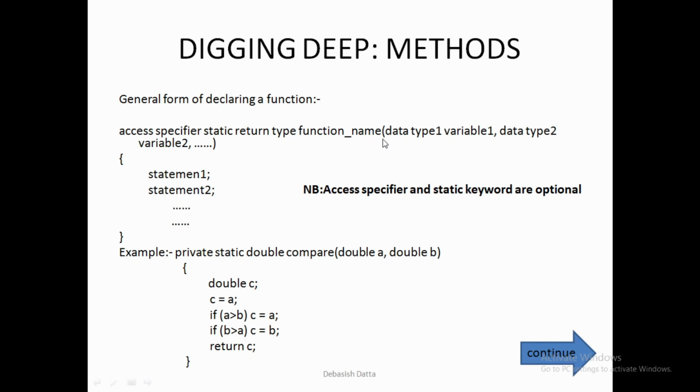Then the function name, here it is compare. Then the parameter list, and the parameter list can be written like this. First the data type, then the variable. Here the variables are A and B, and the data type of A is double and the data type of B is also double. Now here one point should be remembered: the access specifier and the static keyword are optional. They are not mandatory. What does it mean? Whenever we require them, we'll put them. Otherwise, if we don't put them, then Java will not report it as an error.